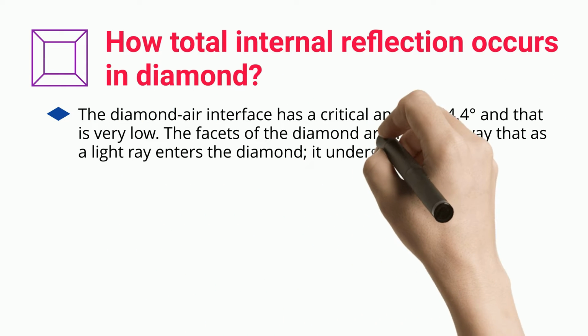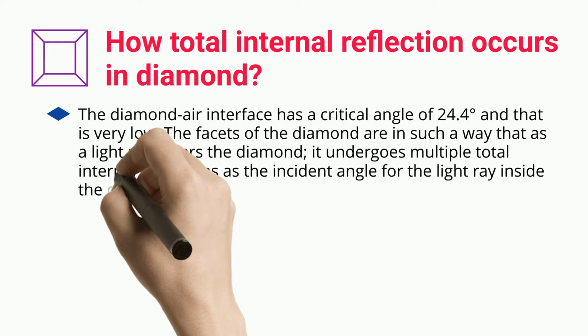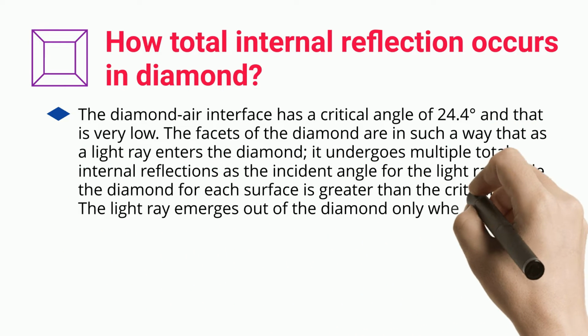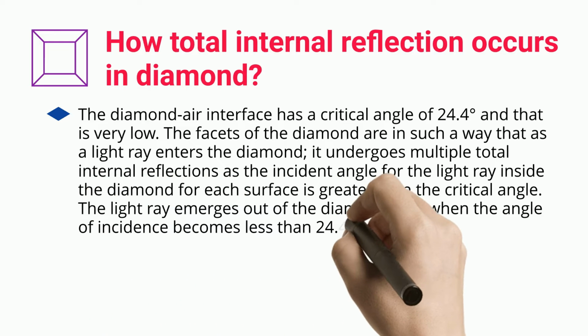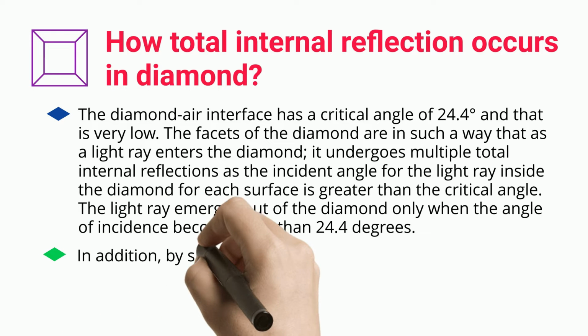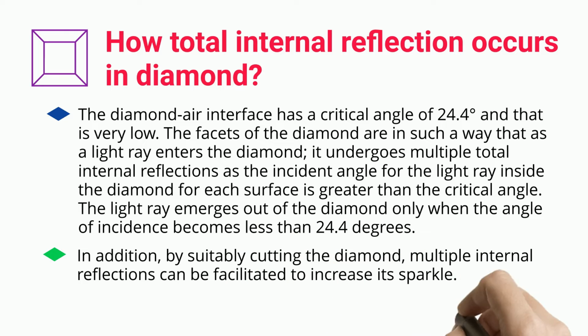The facets of the diamond are arranged in such a way that as a light ray enters the diamond, it undergoes multiple total internal reflections, as the incident angle for the light ray inside the diamond for each surface is greater than the critical angle. The light ray emerges out of the diamond only when the angle of incidence becomes less than 24.4 degrees. In addition, by suitably cutting the diamond, multiple internal reflections can be facilitated to increase its sparkle.